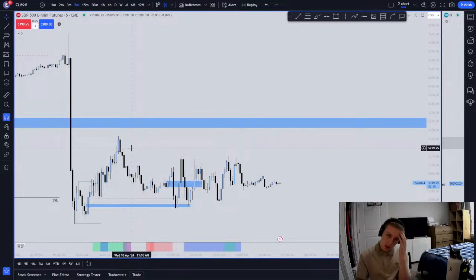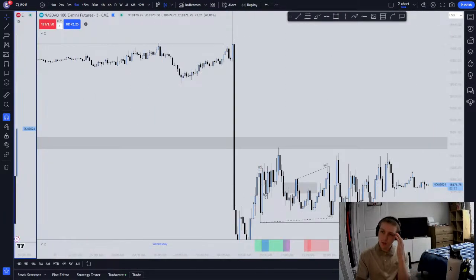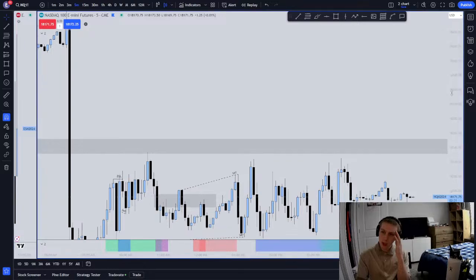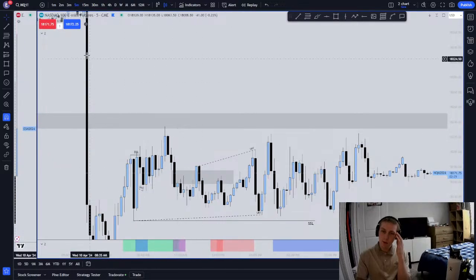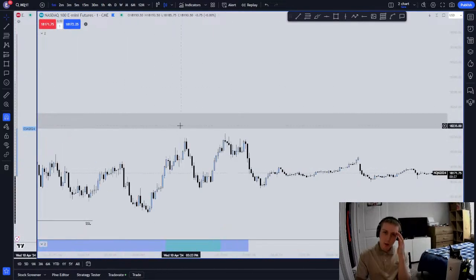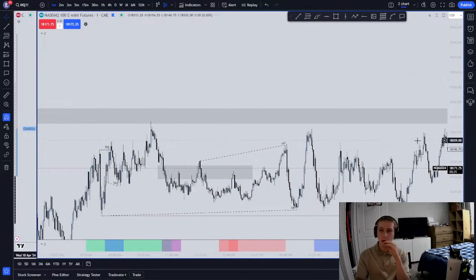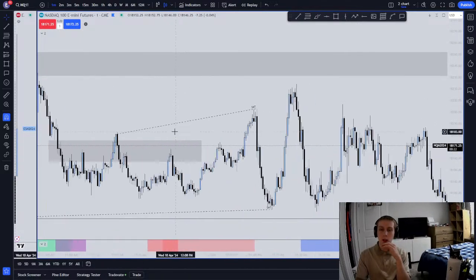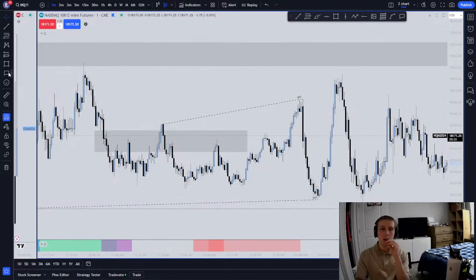As you can see here, we could have sell side of the curve here. We come up and we displace lower. We have a 5-minute fair value gap. I really don't like anything here. The only thing that I like here is we have this 1-minute fair value gap. We're coming back up.